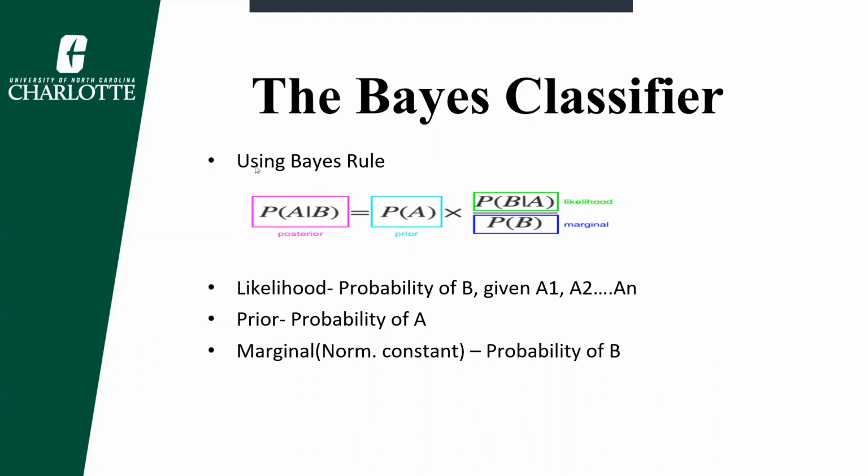As you can see, the Bayes formula is: probability of A given B is equal to probability of A, which is the prior, multiplied by probability of B given A1 to An, which is also called the likelihood, divided by the marginal. Marginal is probability of B. Marginal likelihood is actually the total probability of observing the evidence. So we will be using this Bayes classifier also. It is one of the classification methods.